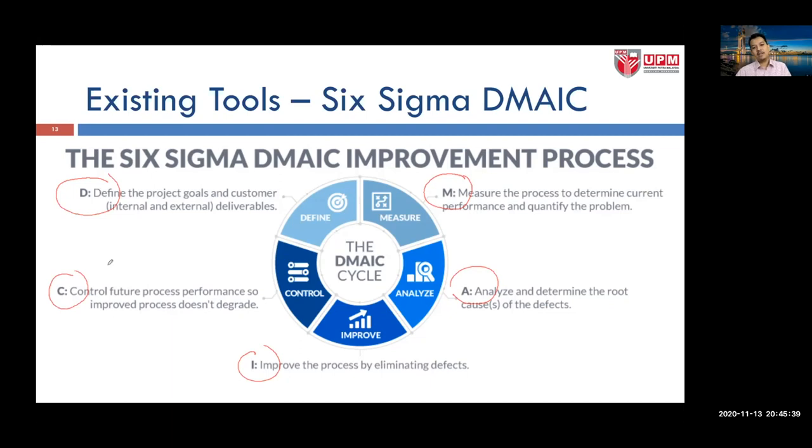So it may answer a few, but it is not comprehensive enough to answer the issues related to research planning and management. Let us move on. Meaning that we can say that at the moment, the current tools available in the market or in the literature are not good enough to be a comprehensive research tool for planning and management.